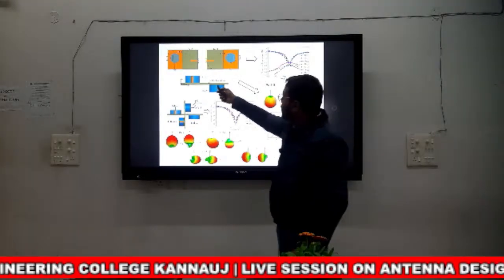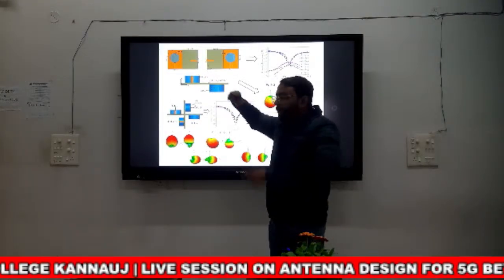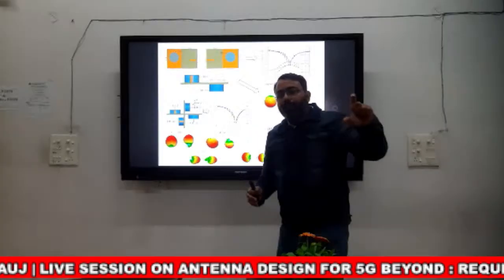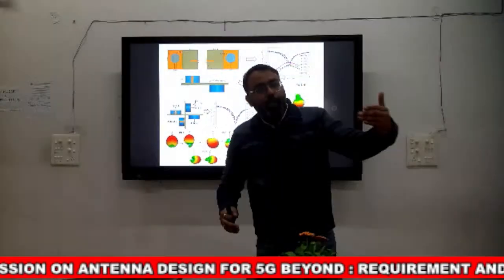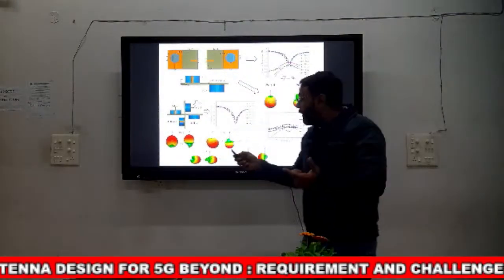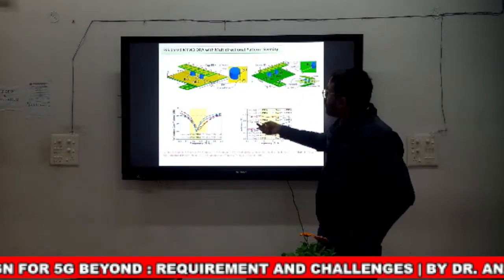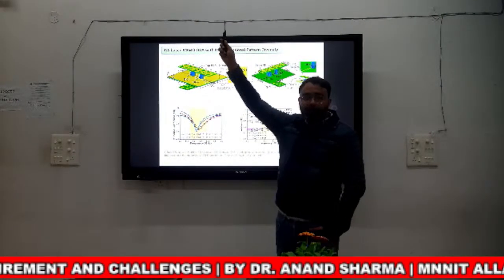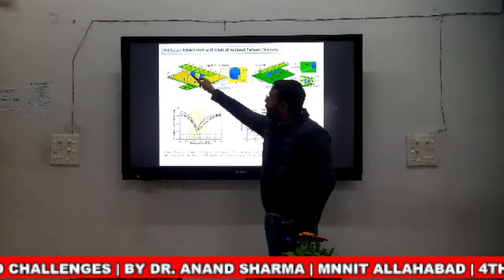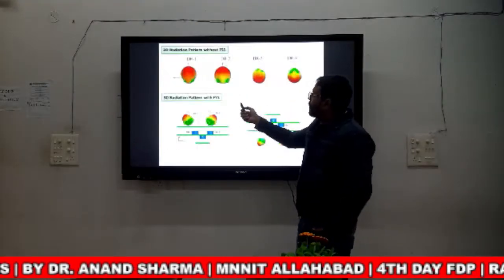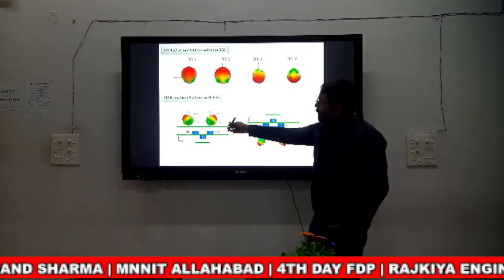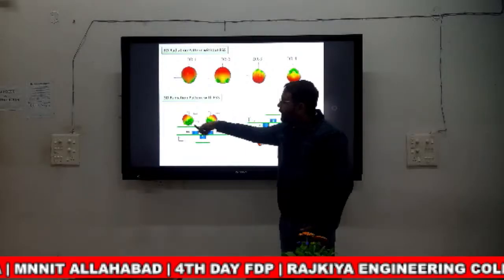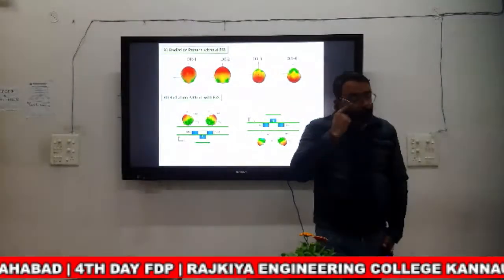In the earlier structure, I mechanically designed the antenna in such a way that each port radiates in a different direction. In this case, both antennas radiate along the plus z direction, but we use the frequency selective surface so that the radiators radiate in different directions.